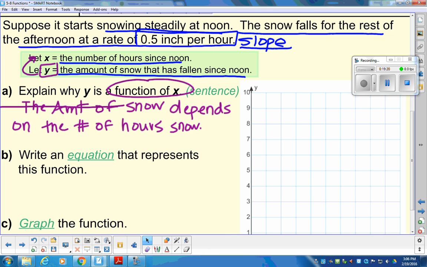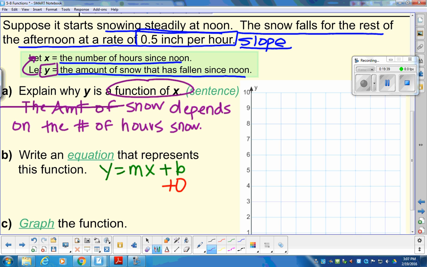Okay, so we say for sure that's a function because it is dependent. So what's the equation? Well, it's y equals mx plus b. What is the beginning amount of snow that we had when it started snowing at noon? How much snow can we assume that we had? Because it doesn't say otherwise. We started at 0 inches of snow.